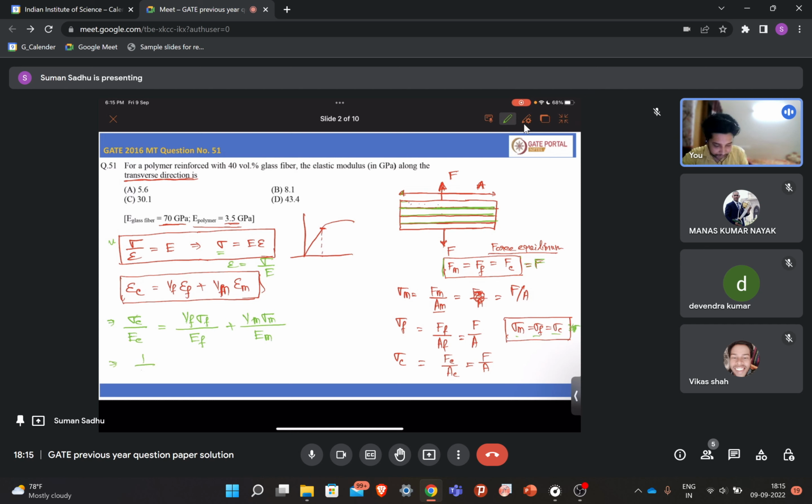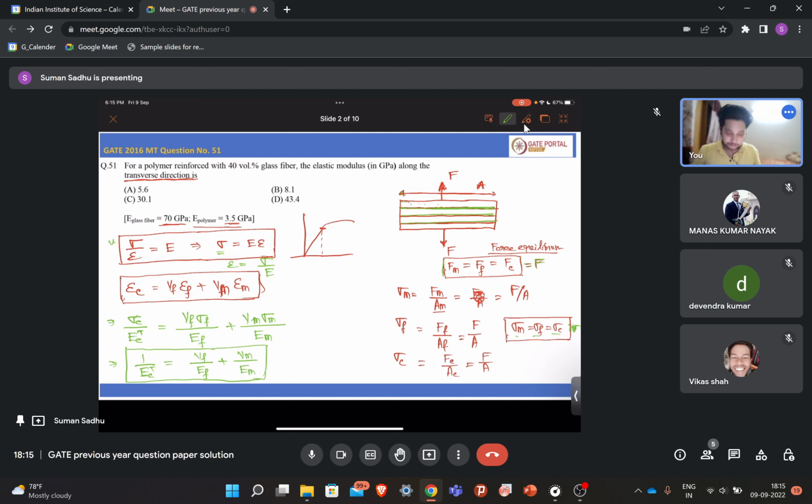So what will be the relation then? 1 by elastic modulus of the composite in the transverse direction. Let's say T is for transverse direction, as we are loading in the transverse direction. So 1 by elastic modulus of the composite in the transverse direction is equal to volume fraction of the fiber divided by the elastic modulus of the fiber plus volume fraction of the matrix divided by the elastic modulus of the matrix.